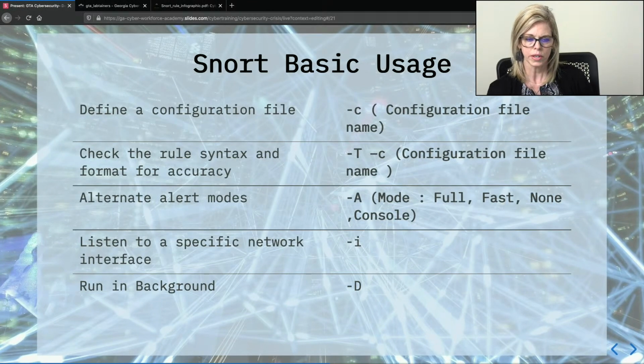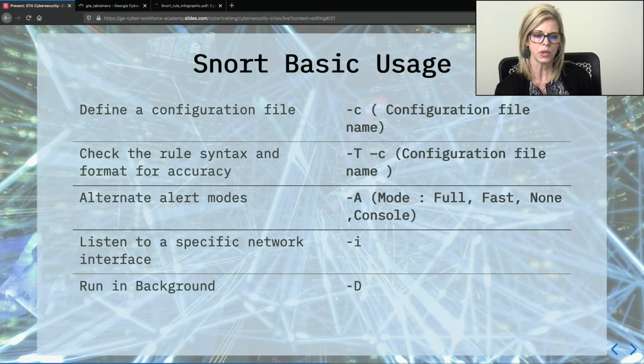Basic usage of Snort can be set up to point to a configuration file. So snort -c and then point to the name of the configuration file. If you have a set of rules, especially customized rules, and you want to make sure that your rules are functioning as intended, you want to use the -T -c, which tests the rules against that specific configuration file.